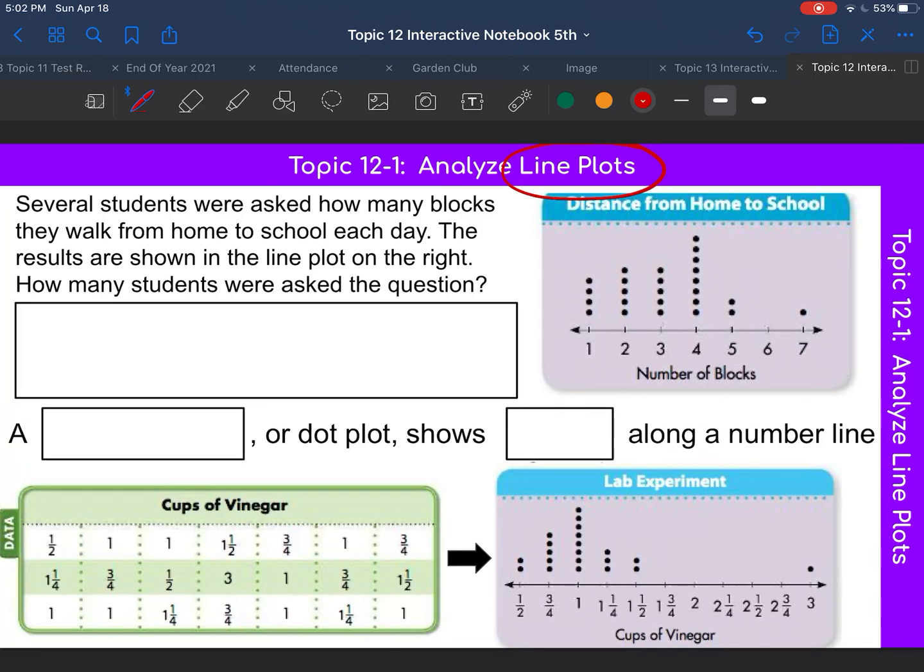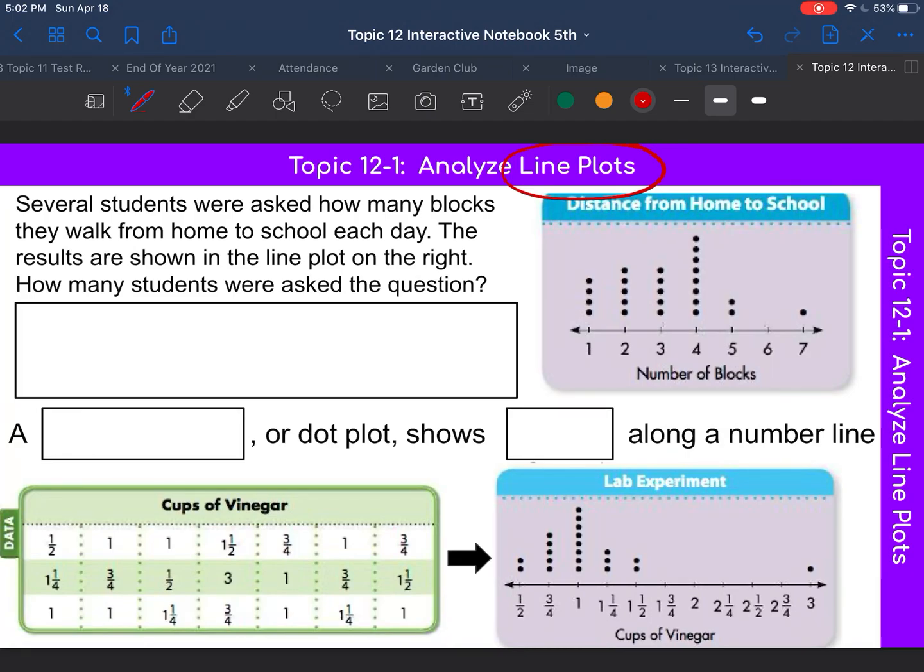So in previous grades, you've talked about how to organize data. You have made bar graphs, you've made pictographs, you've surveyed your classmates, and now we're going to learn another way to organize data, and that is by using a line plot. So let's look at this first example.